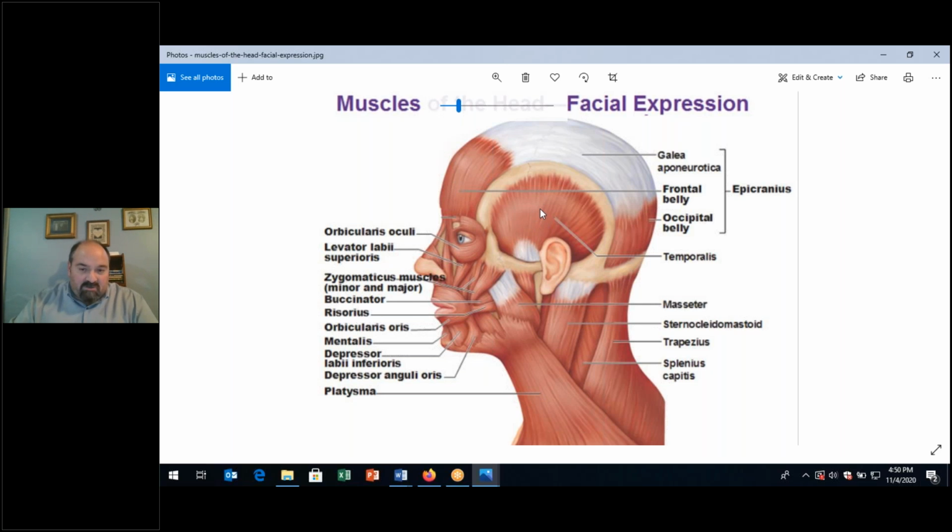You'll see on your list there where it says the auricularis muscles. I'm going to show you that in the lab. You're not seeing that on this image right here, okay?